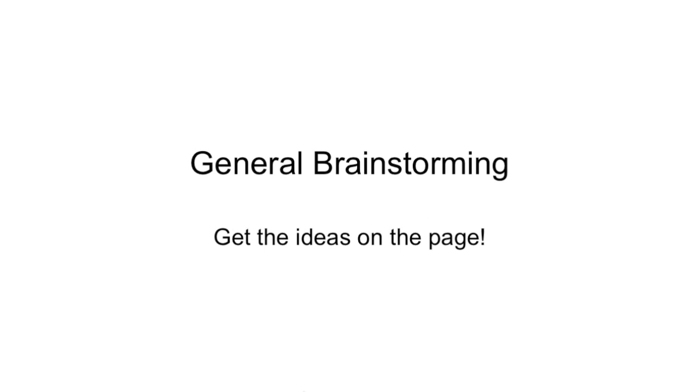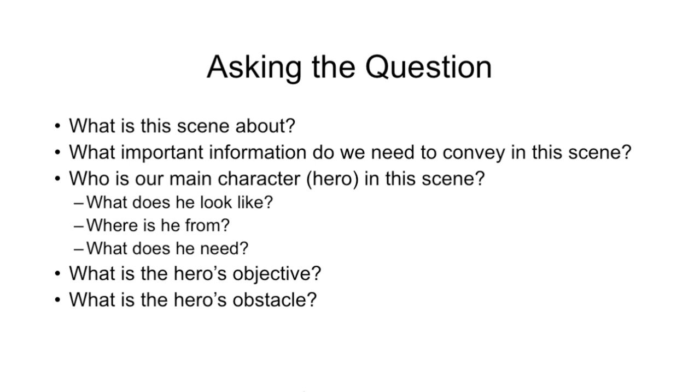So, general brainstorming. You have to get the ideas on the page. When I say get the ideas on the page, this is the information that you want to convey to your audience. Ask the questions. The number one question that you should be asking yourself in brainstorming is, what is this scene about? What am I trying to say? How am I trying to say it? Why is it important that I say this in this particular scene? What important information do we need to convey in the scene?